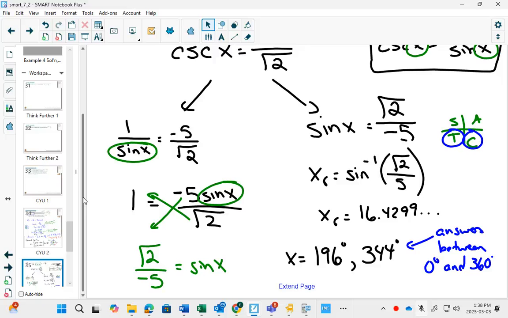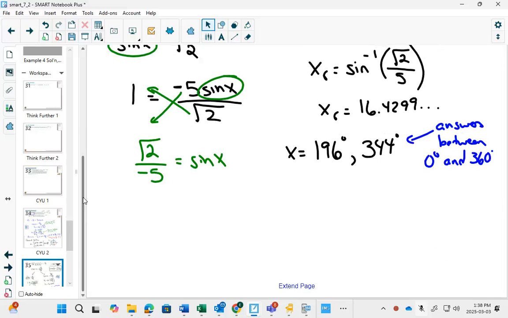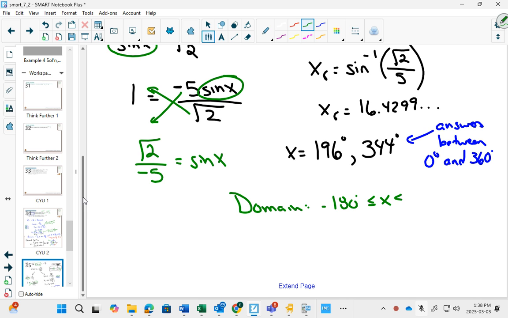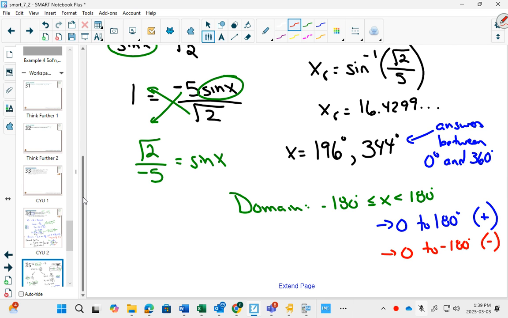But now we're going to run into a problem. Because what is the domain in this question? The domain was negative 180 degrees. Oh, I have to check. Did they have equal signs under both of them? No, that's correct. So that is the way they wrote it. So what does this mean in positives? This is 0 to 180 degrees in the positive direction, and 0 to negative 180 degrees in the negative direction. See how I use the 0 to break it up?